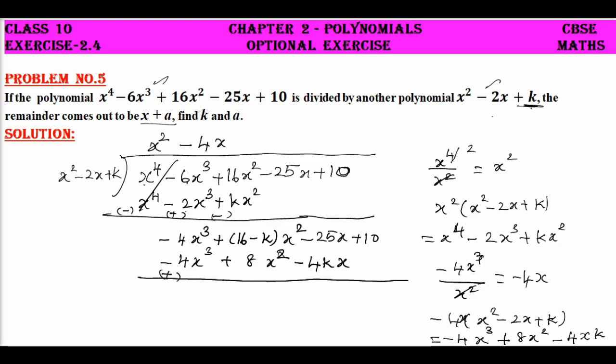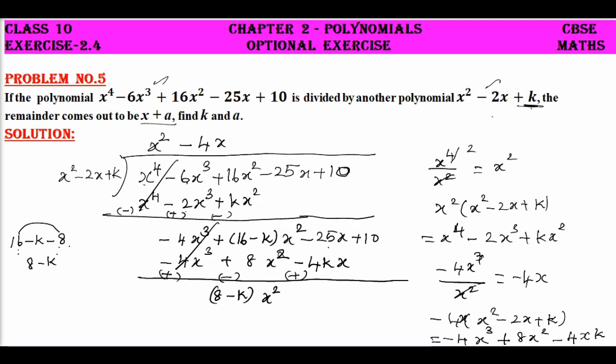Now let me subtract by changing the sign so that 4x^3 gets cancelled. Here again be careful. See here the terms are, the first term is 16 - k and the next term is -8. So 16 - k - 8, you can combine only 16 and 8. So 16 - 8 is 8. So we get the result to be (8 - k) into x^2, right?